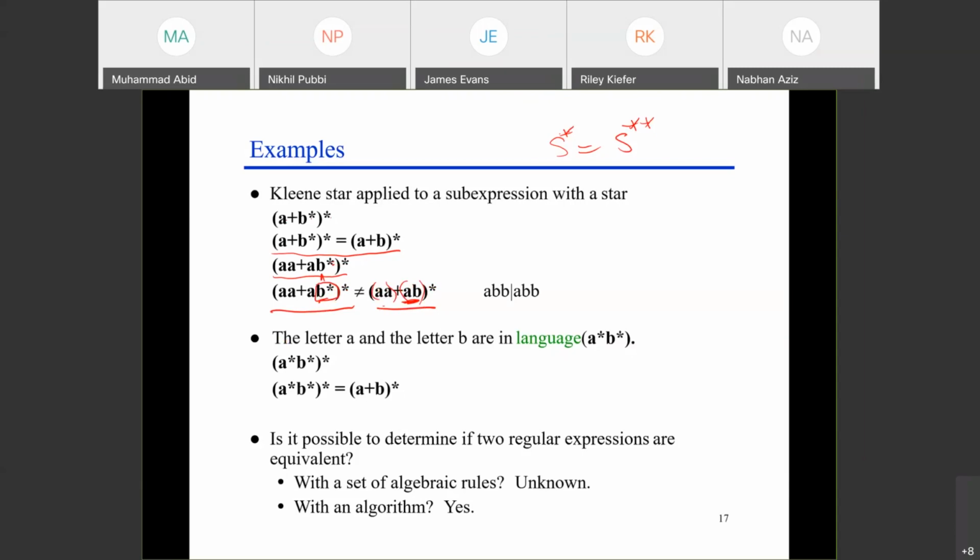Okay. So letter A and letter B are in the language a star b star. I already explained that if you have this thing, it will be equal to this. I already explained this.